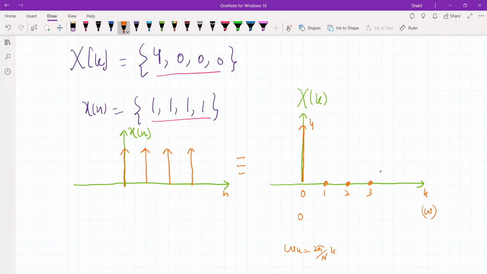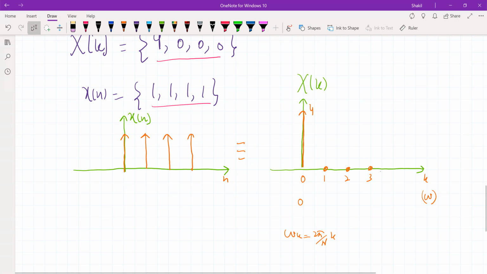When k is equal to 1, N is equal to 4, so this will be pi by 2 frequency. And this corresponds to pi by 2 frequency. What does this 2 correspond to? 2 pi by 2 means pi frequency. So when omega is equal to pi, the value is 0. This is 3 pi by 2 frequency. All right. So this is in terms of omega.